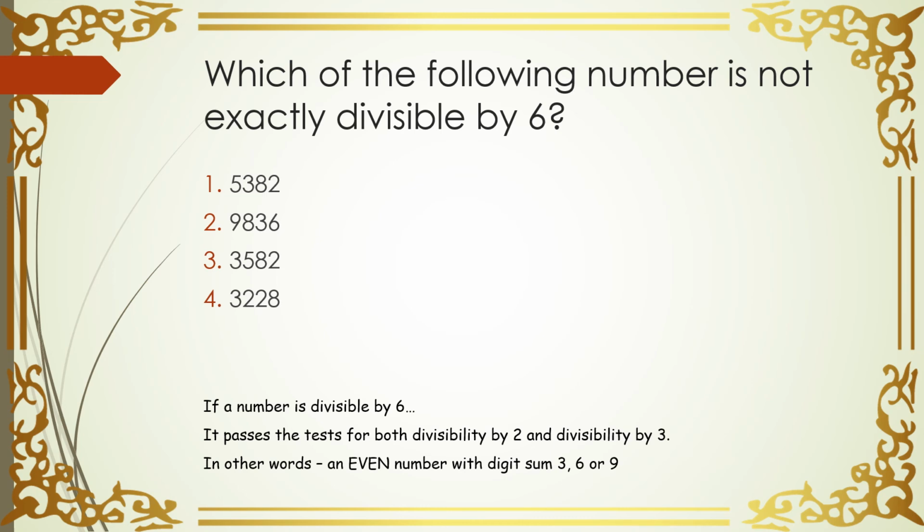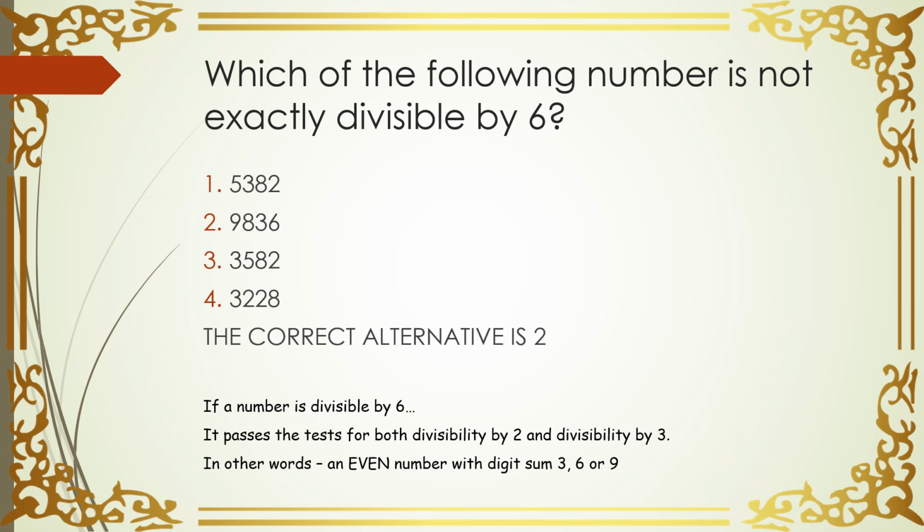What are we looking for? It should not be divisible. Next option is 9836. So we'll add 9 plus 8 plus 3 plus 6. That is 26. Okay, 26, if we simplify it again, is 2 plus 6, which is equal to 8. So 8 is not divisible by 3. Okay, so option number 2 is the correct option. That is, 9836 is not divisible by 6.